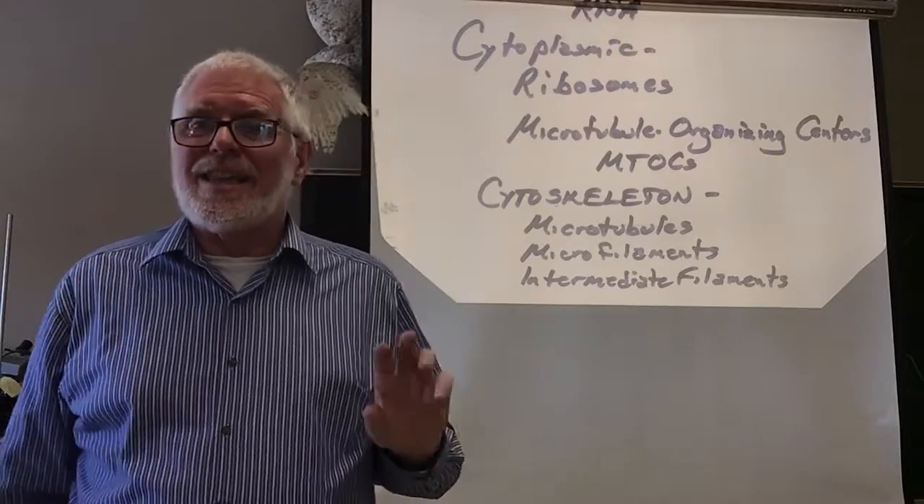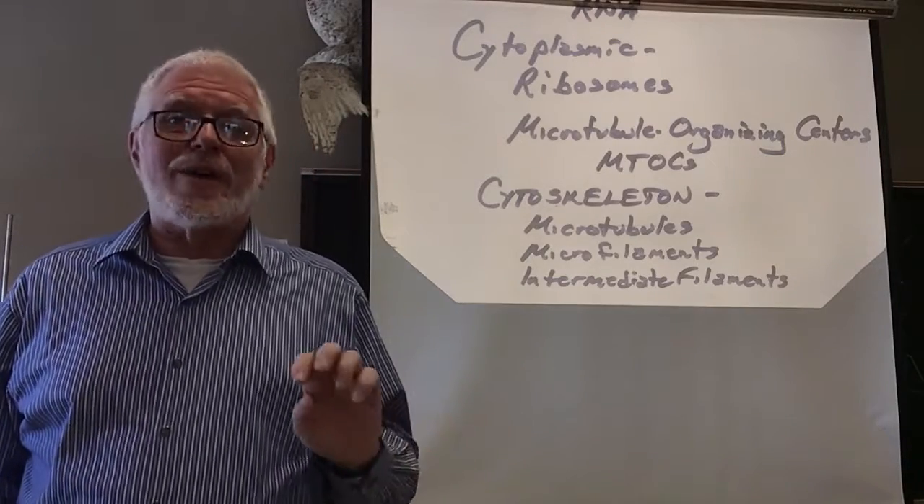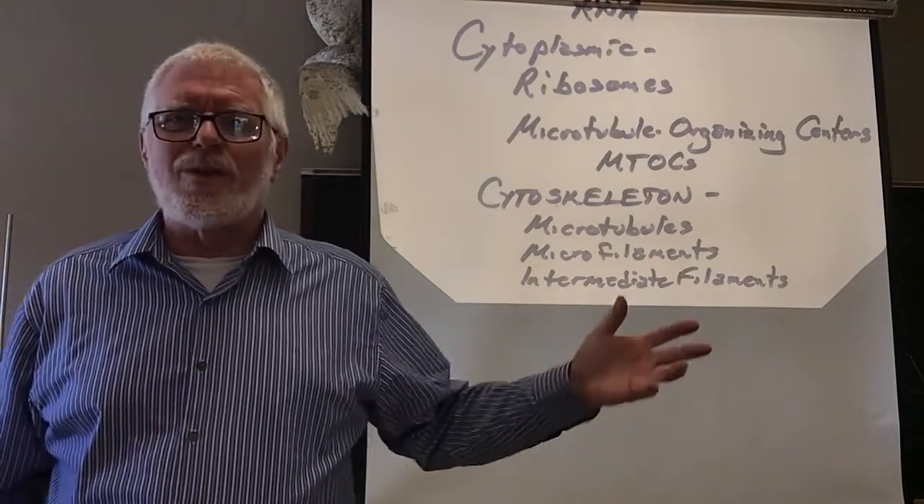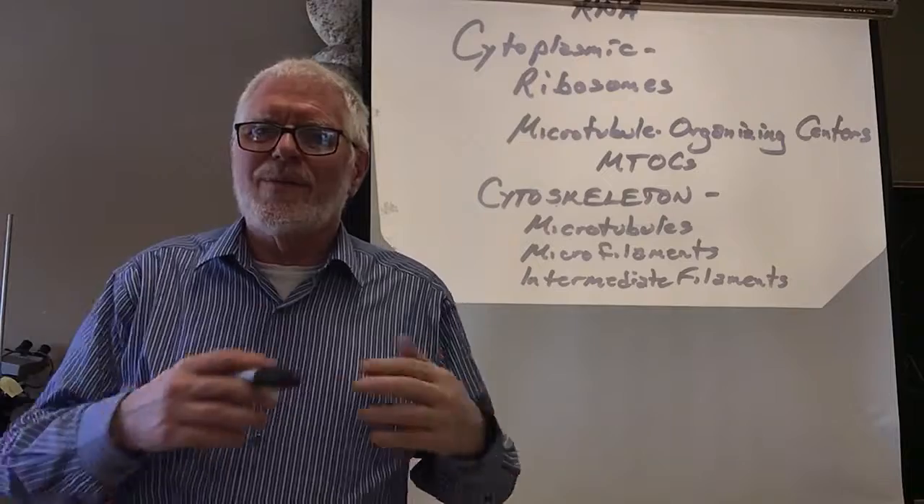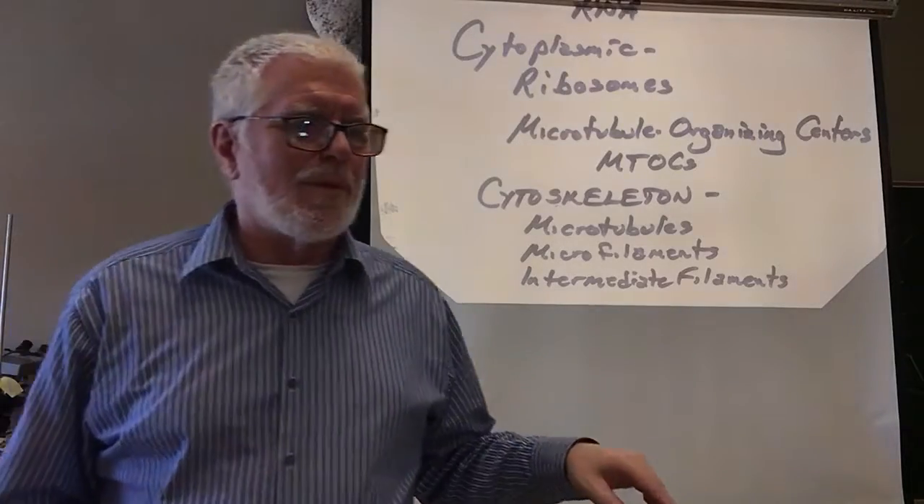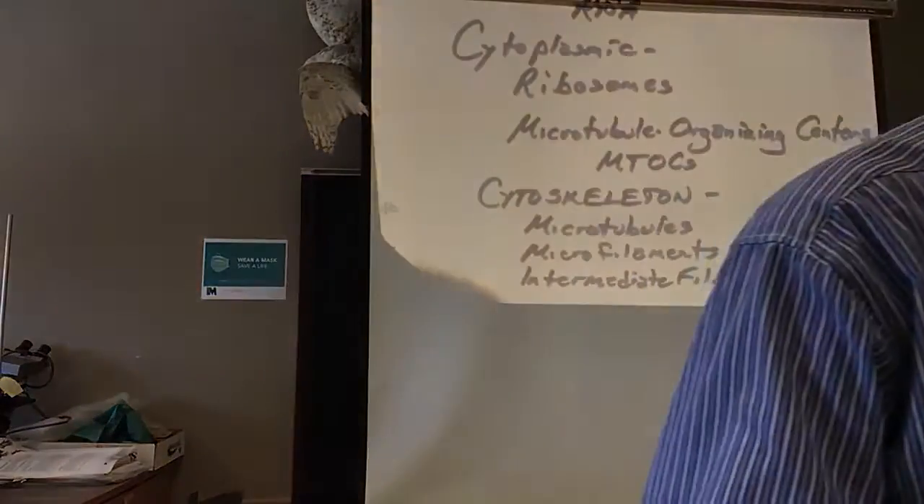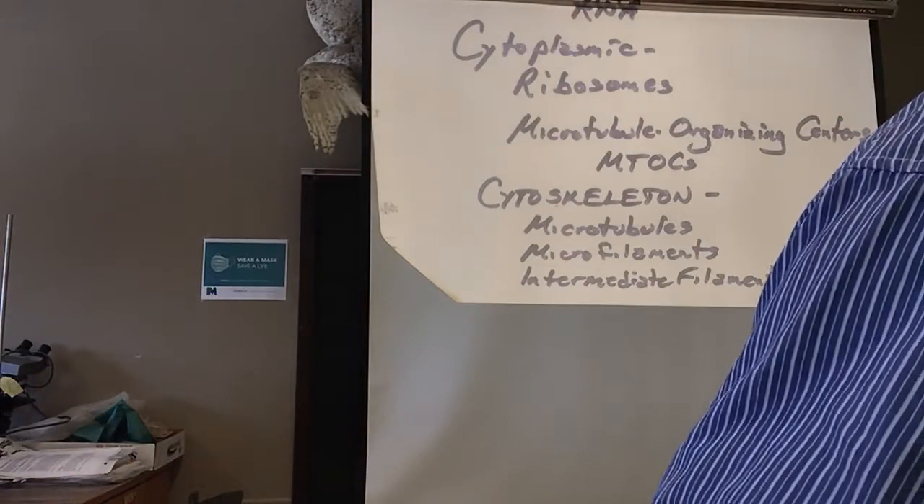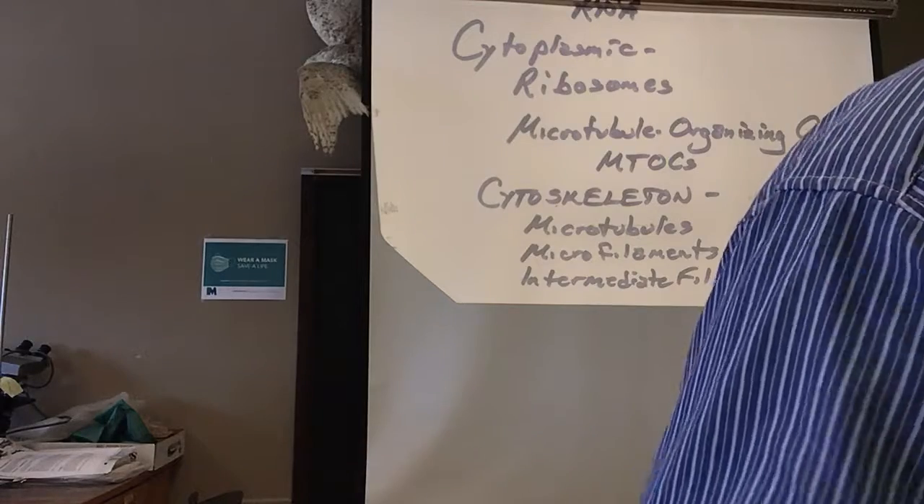And then they found thicker versions of those that are not hollow, but are not as thin as microfilaments. And it's like, oh crap, we've got something in between. What are we going to call that? So they came up with the term intermediate filaments. All of these are involved in structure and movement.